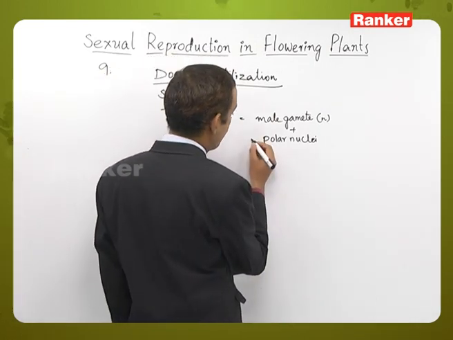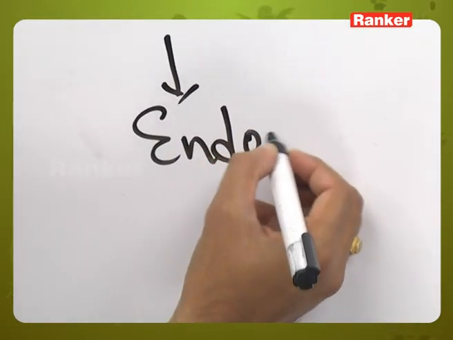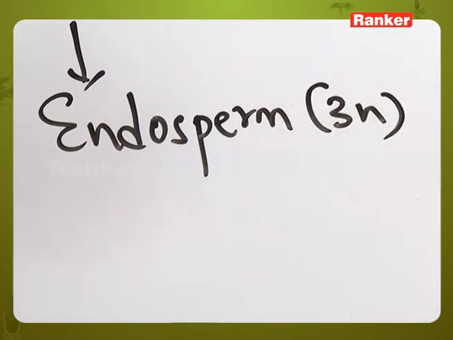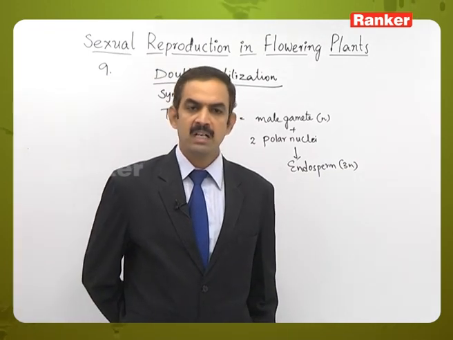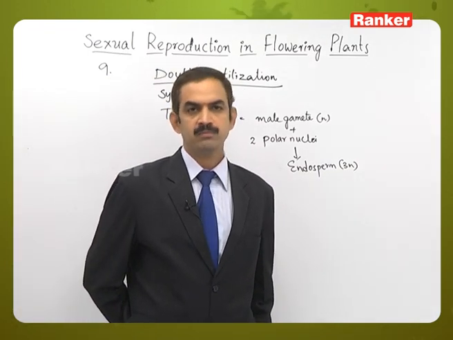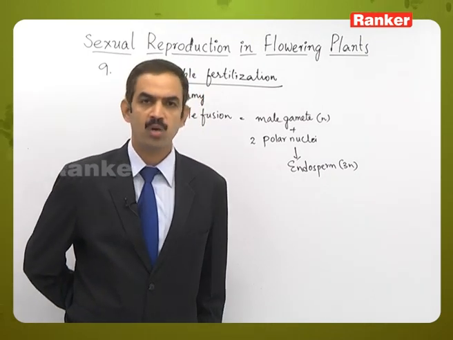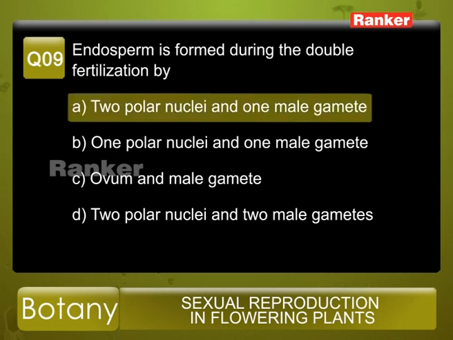So here, two polar nuclei will be participating, resulting in the formation of the primary endosperm nucleus, which is further converted into endosperm cell, which is triploid in condition. So during the process of double fertilization, endosperm is formed by the fusion of one male gamete with the two polar nuclei. So from the given options, option A is the correct answer.